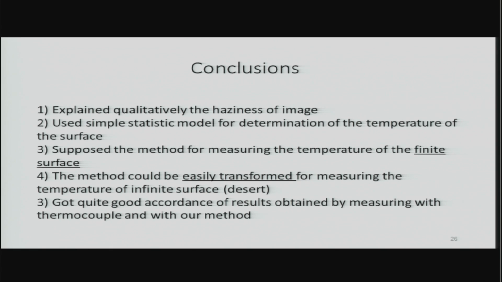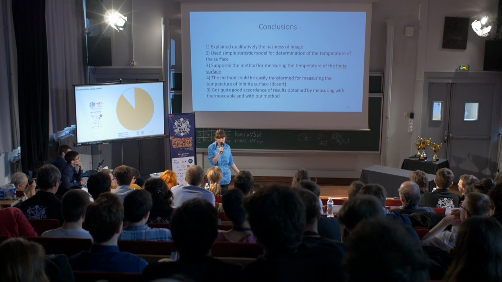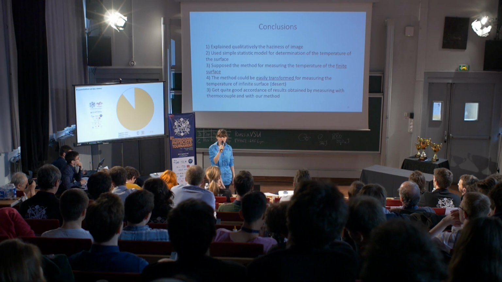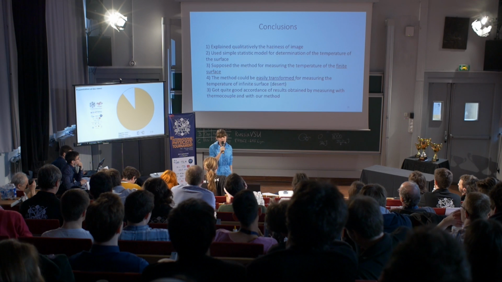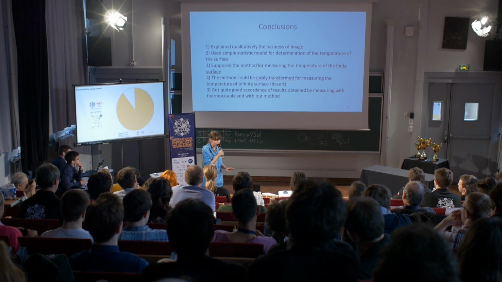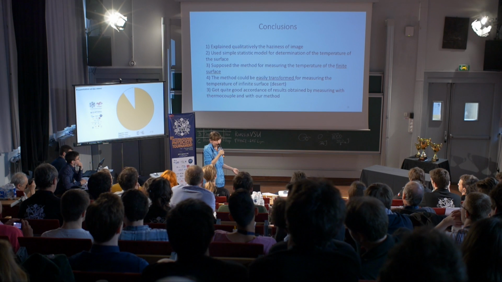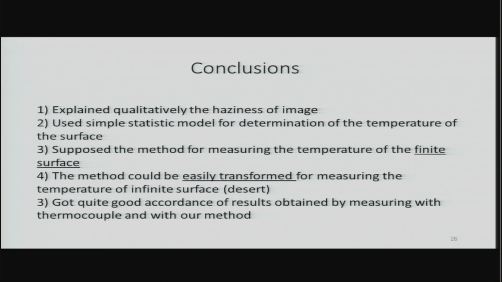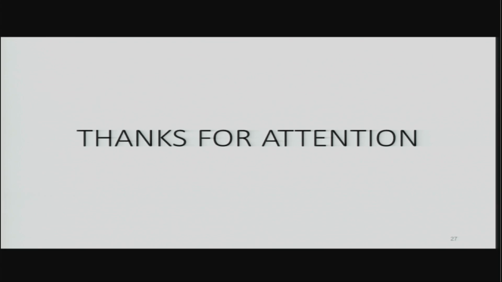And now let's come to the conclusions. We explained qualitatively the haziness of the image. We used a simple statistical model for determination of the temperature of the surface. We suggest a method for measuring the temperature of a finite surface. Our method could be easily transformed for measuring the temperature of an infinite surface, for example, the desert. And we got quite good accordance of results obtained by measuring with the thermocouple and by our method. Thanks for attention.